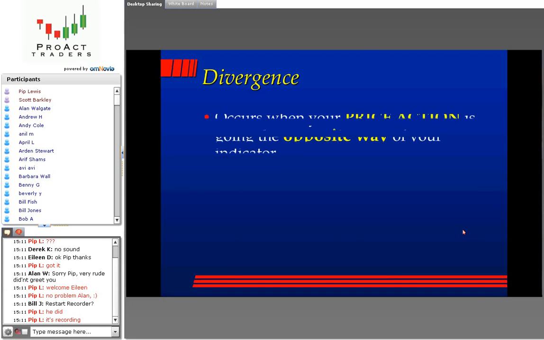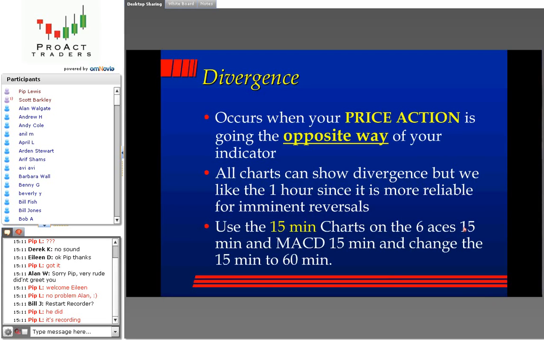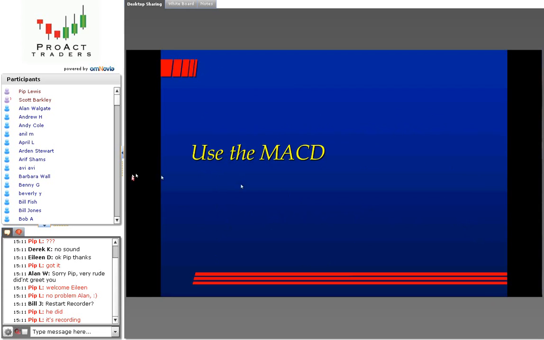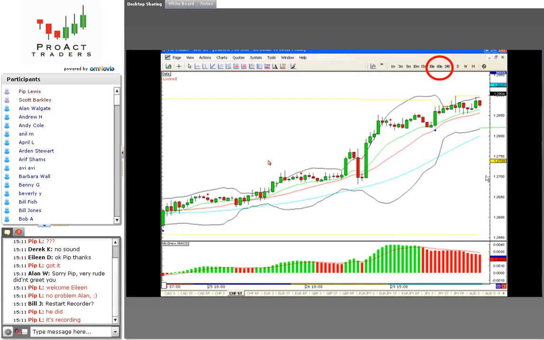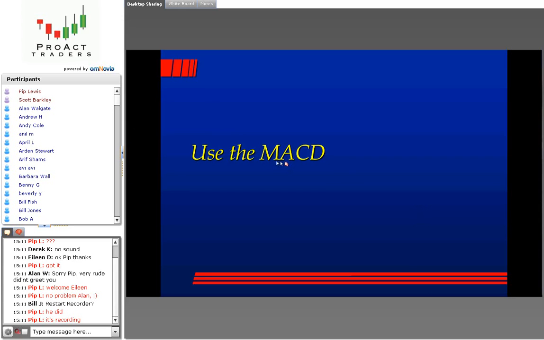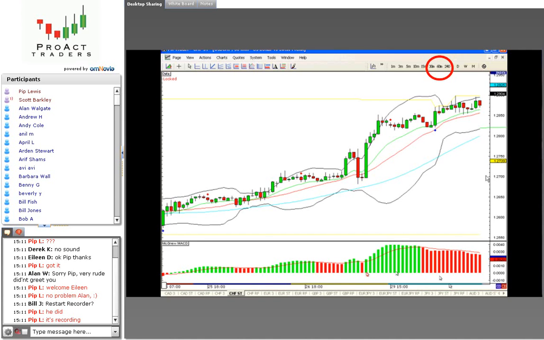All right? So we use the MACD. MACD stands for moving average convergence divergence. Let me back that up again. Moving average convergence divergence. That's its only purpose, to show convergence or divergence. All right. So here's the MACD down at the bottom here.